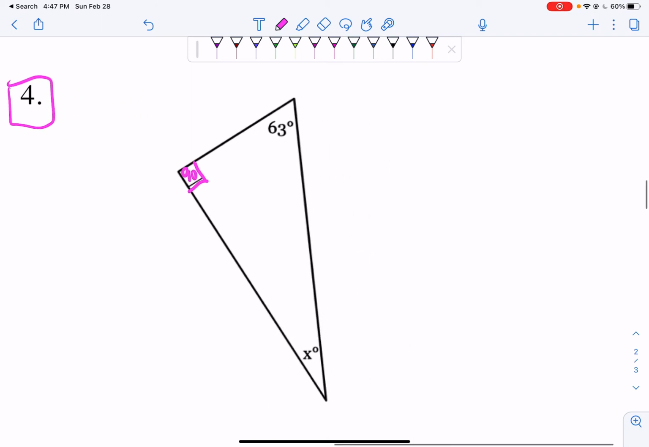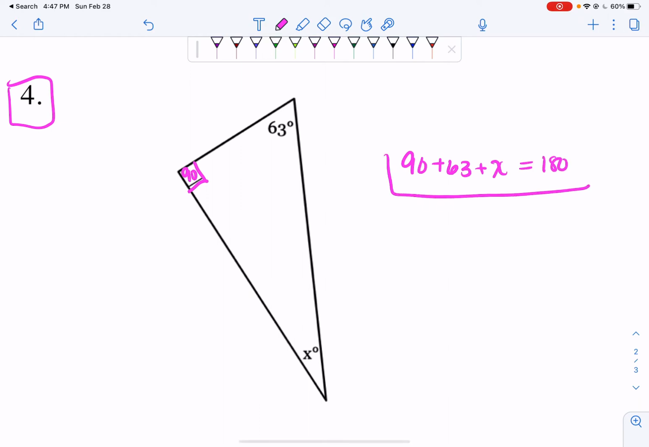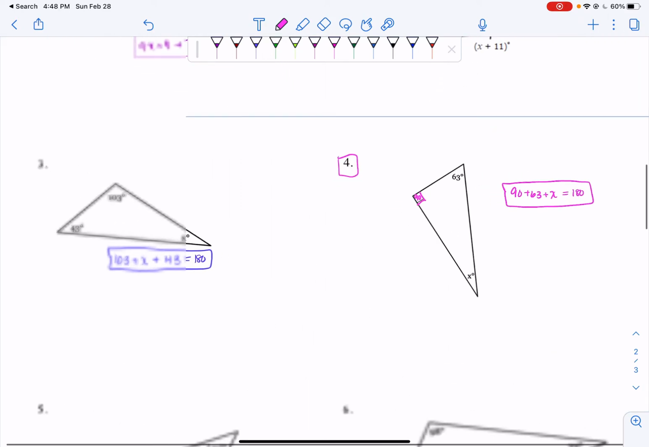So my setup for this one is I have my 3 angles, the 90, the 63, and the x. So I'm going to do 90 plus 63 plus x equals 180. And that would be my setup.